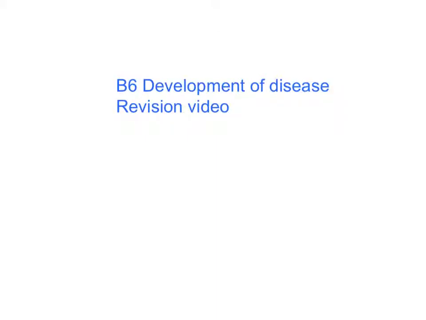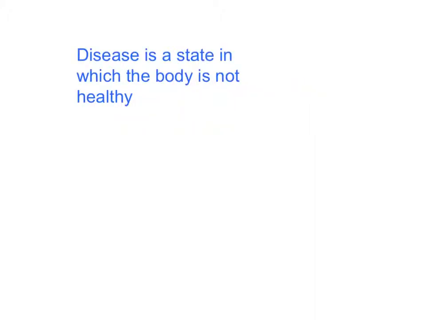This is the next Biology Unit 6 revision video, in which we'll be looking at the development of disease. Disease is a state in which the body is not healthy. Now, this can be caused by various different things. It can be caused by microbes that are pathogenic, which means that they cause infections. It can be caused by diseases such as cancer, which are not infectious.